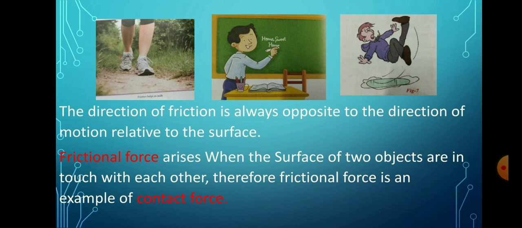When we walk on a mud surface, it is possible to slip because a mud surface has less friction. Here the direction of friction is always opposite to the direction of motion relative to the surface. Frictional force arises when the surfaces of two objects are in touch with each other.